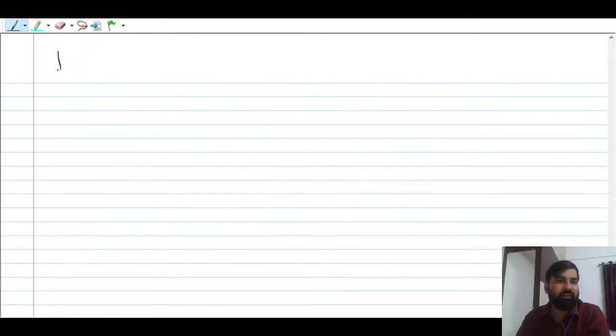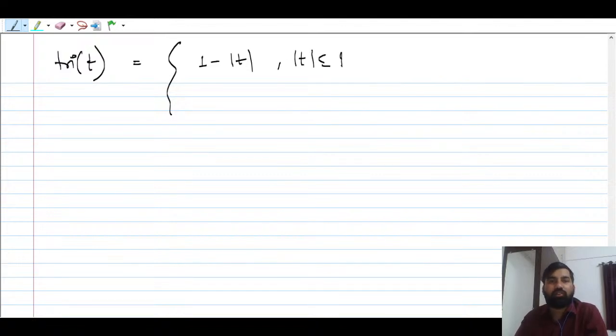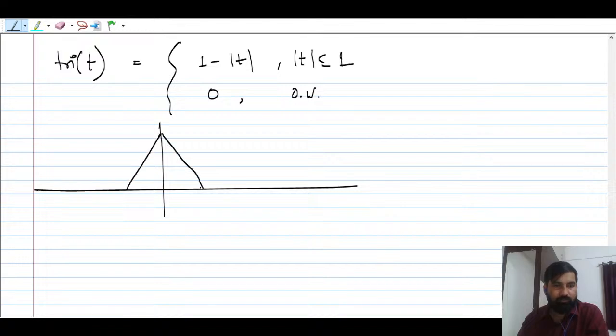Suppose we have a triangular pulse tri(t). It can be written as 1 minus mod of t, because here capital T is nothing but 1, for mod t less than 1, and 0 otherwise. So how do we plot this? It is going to be from -1 to 1, and the magnitude and height is 1 here.